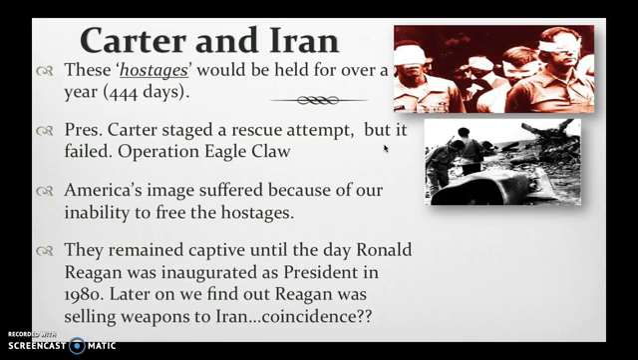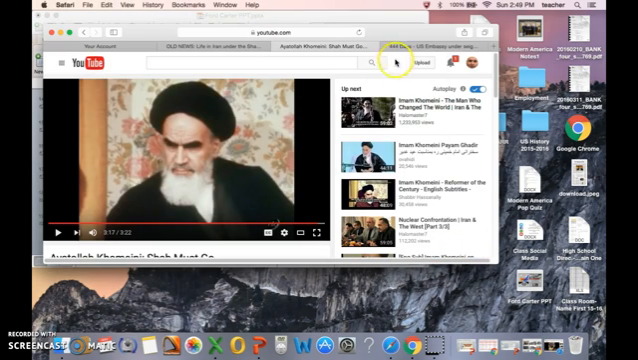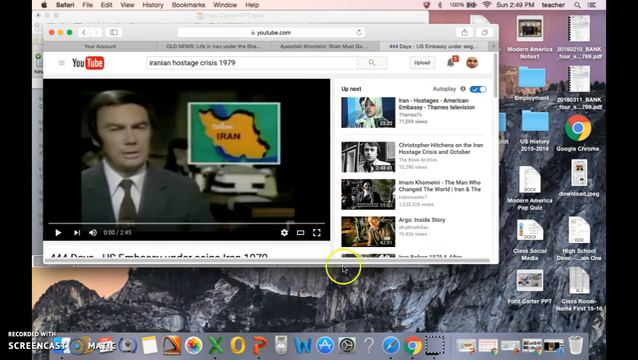They remained captive until the day Ronald Reagan was inaugurated as president in 1980. Later on, we found out Reagan was selling weapons to Iran. Is this a coincidence? I'm not going to tell you what I think. I just think it's kind of a crazy coincidence that he's released the first day that Reagan became president, and that later on we find out that weapons were being sold illegally to Iran and the money given to the Contras in Nicaragua. But anyways, that's the Iran-Contra, which is in the Reagan presidency as well.